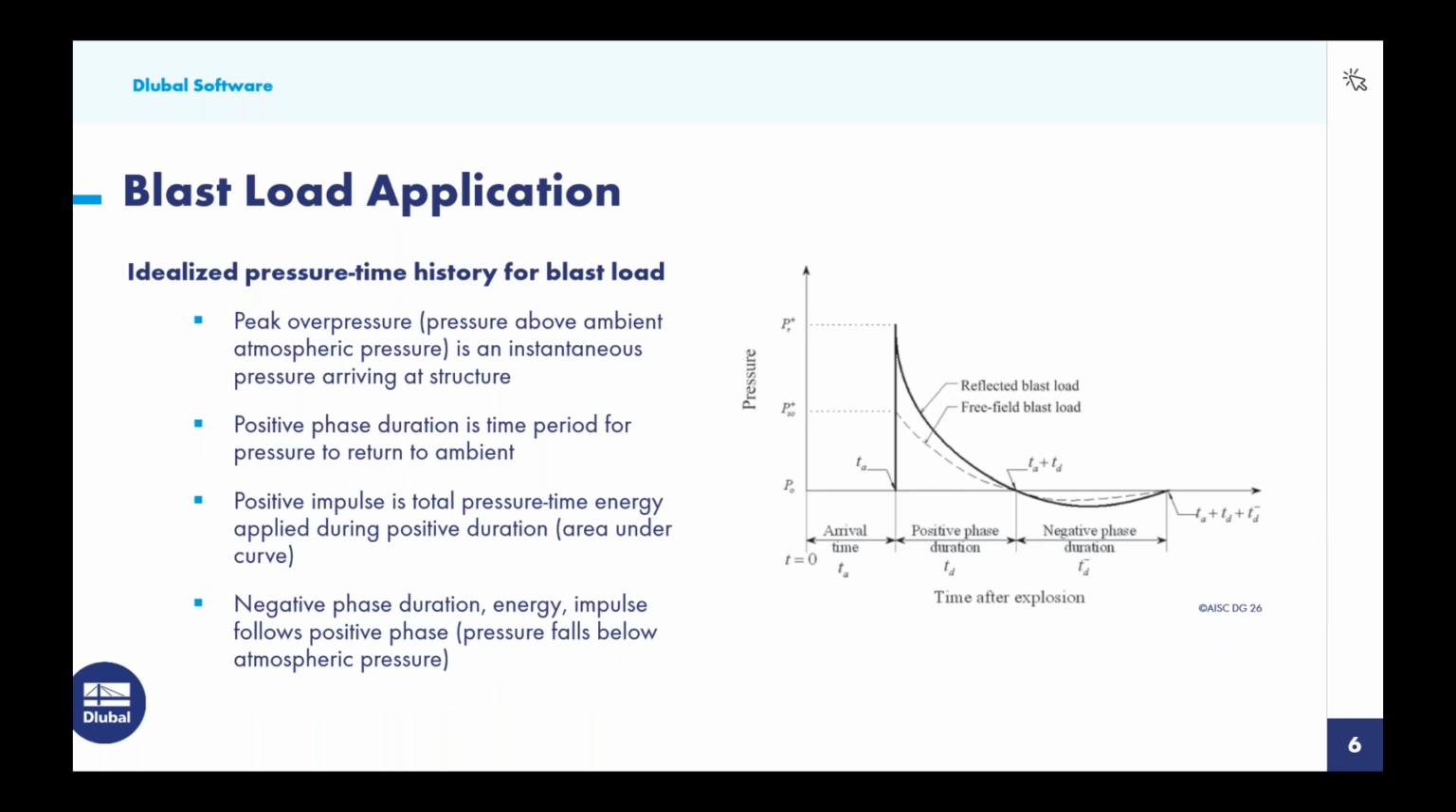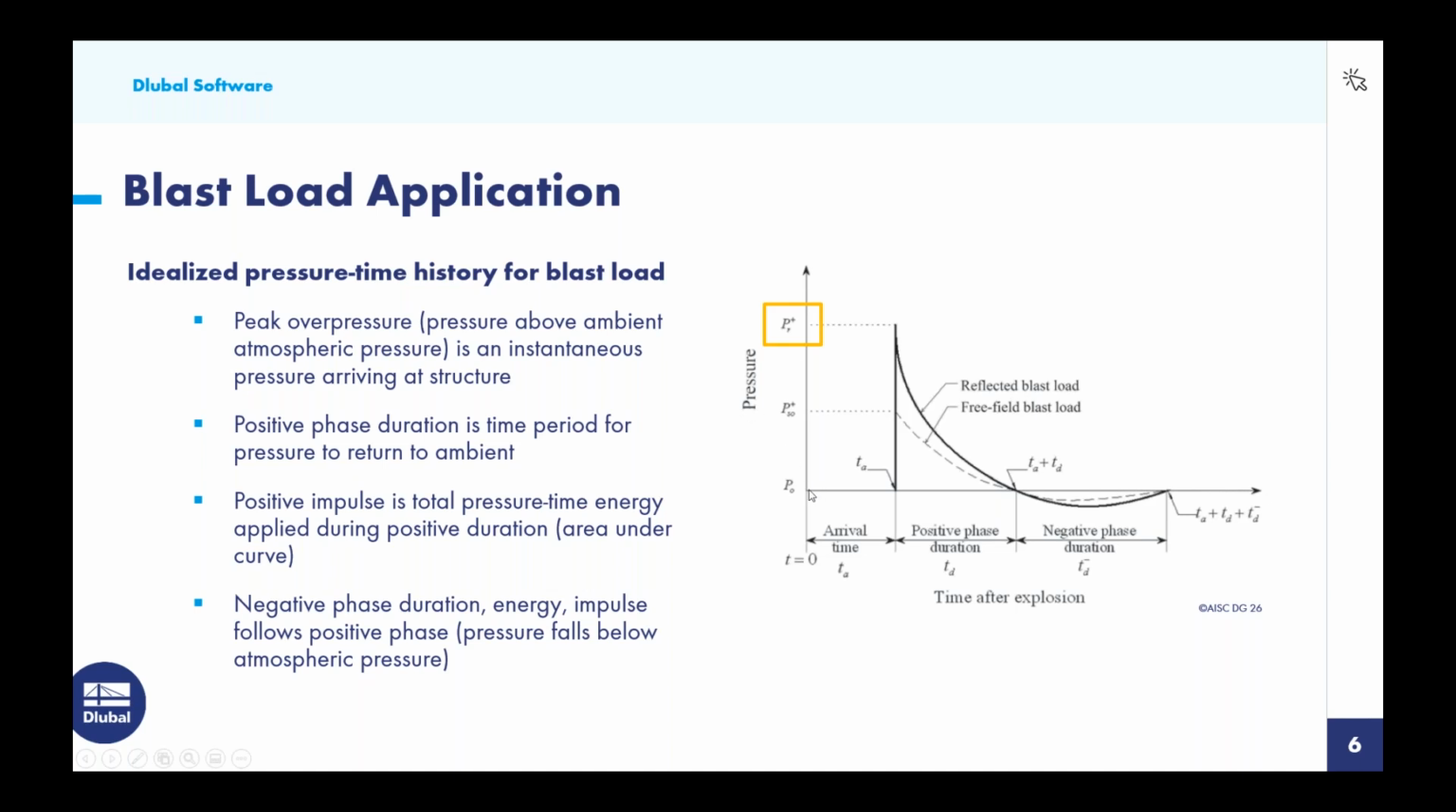Now, as far as the blast load application in terms of a time history, over on the right-hand side, we have what's called an idealized pressure time history for blast loads. There are certainly several theoretical approaches for exactly plotting this particular curve over on the right. Just to cover a few of the basics, let's first begin with the peak overpressure. This is the pressure above the ambient atmospheric pressure, hence the name overpressure, and this will be an instantaneous pressure that arrives at the structure.